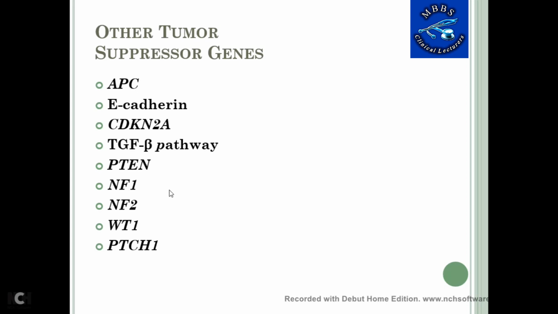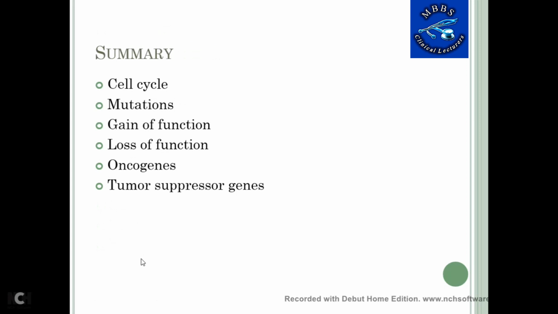Now there is a list of other tumor suppressor genes besides RB and P53. You should just know the names: APC, E-cadherin, CDKN2A, TGF-beta pathway, PTEN, NF1, NF2, that is neurofibromatosis 1 and 2, and then the WT1 pathway and the PATCHED1 pathway. This was more than what you require to know at your stage, but I tried my best to summarize it so that you remember.